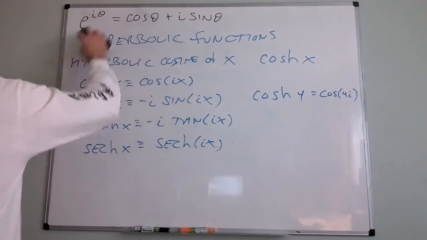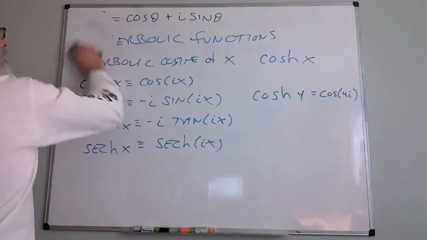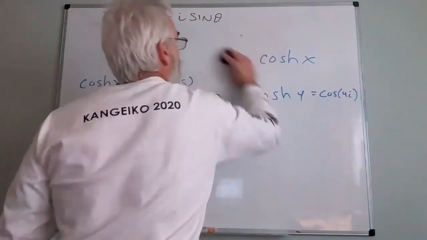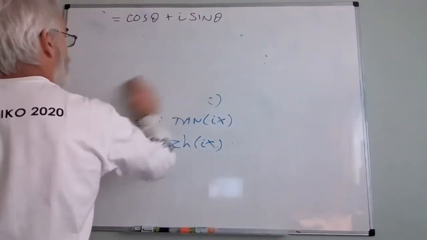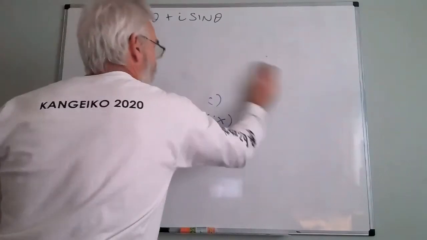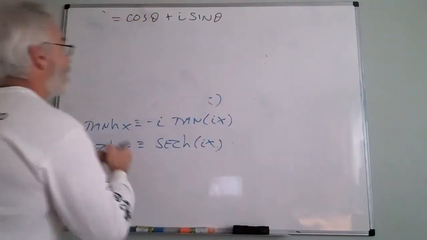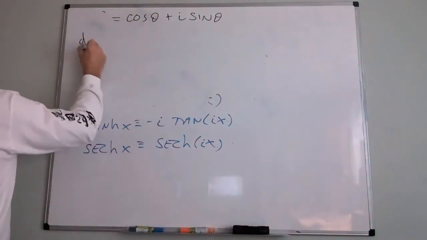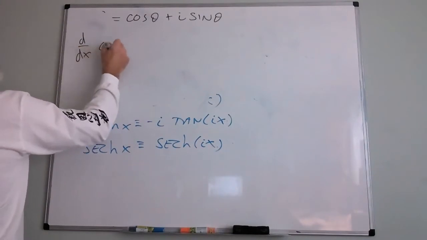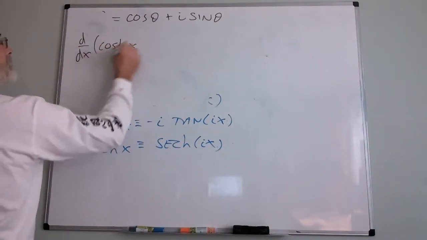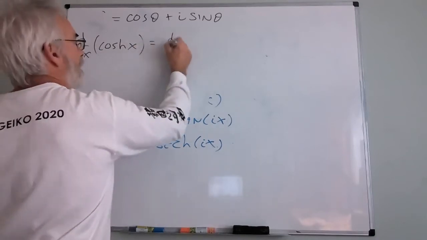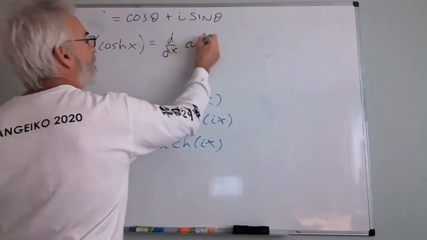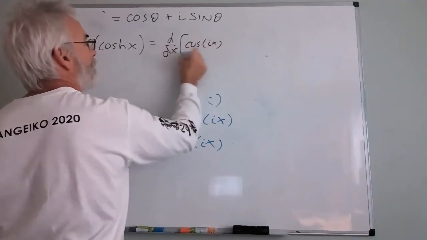Now, I want to go over the derivatives next. I'm going to come back to Euler's formula. We haven't used it yet. So with those definitions, I first want to differentiate the hyperbolic cosine of x. That means I'm going to differentiate the cosine of ix.